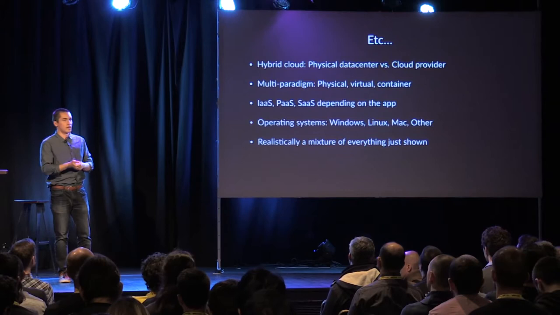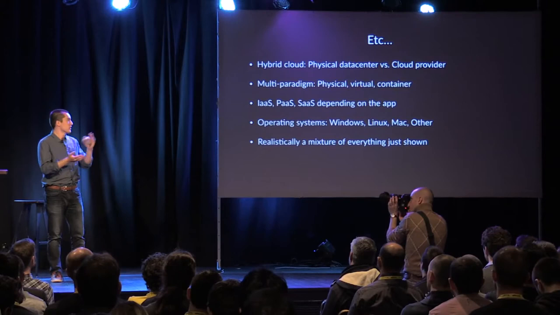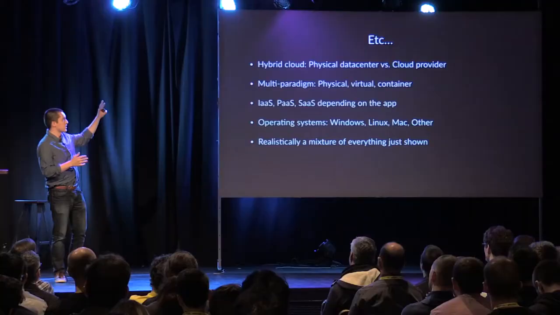Then there's operating systems. Operating systems are actually usually the easiest thing to homogenize. You could get your full data center on Linux. That's not actually too difficult. It's the most likely of all these to be homogenized. But I'm still going into a lot of companies where even though they're 99% Linux, they still have three Windows machines running Active Directory or something in the corner, or Exchange. So it's still a mix of everything. Realistically, what I'm seeing is that a lot of companies just have a mix of everything.